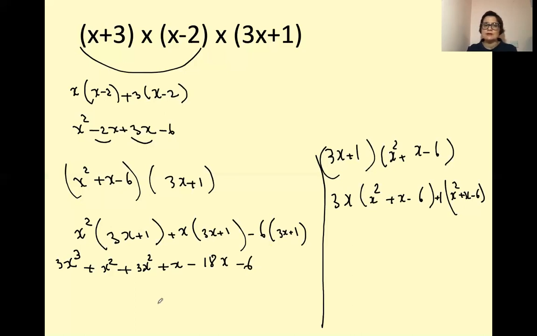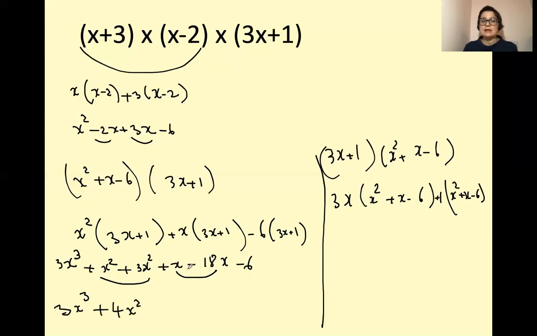Now let's have a look if we have any like terms. Yes, I have them, 2 are like terms, and these 2 are like terms. So the answer is going to be 3x to the power of 3. Now x to the power of 2 plus 3x to the power of 2. Now why are they like terms? Because they have the same letter. Can you see x? Same letter, same power. So you can add them. So plus 4x to the power of 2.